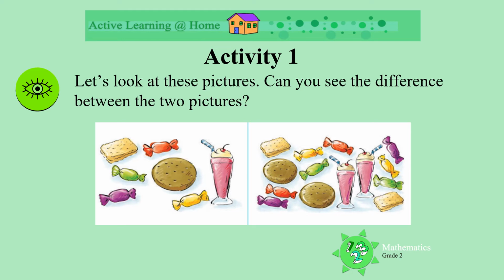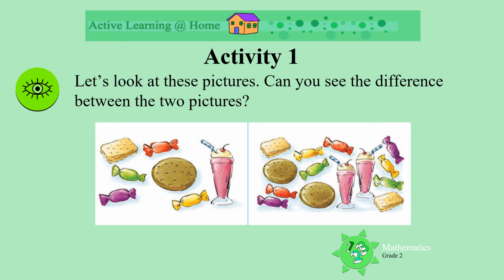Now let's take a closer look. On the left-hand side, you have one of each, and on the right-hand side, we have two of each. Let's look at the milkshakes. How many milkshakes do you have in the picture on the left? Now let's look at the picture on the right. Try and use the word double in your answer. In the picture on the left, we have one milkshake, and in the picture on the right, we have double that amount. We have two milkshakes. One doubled is two.